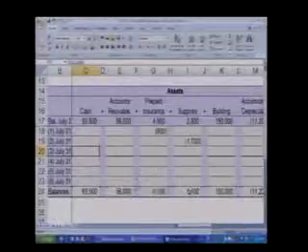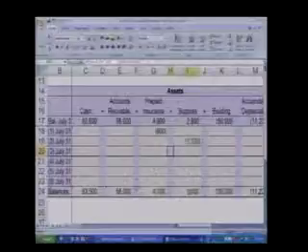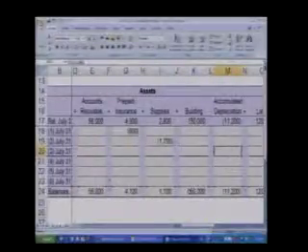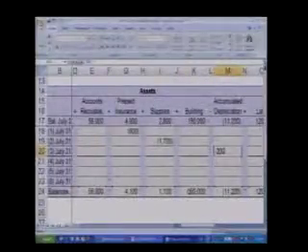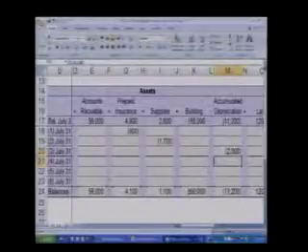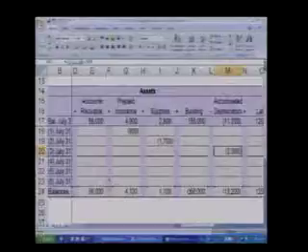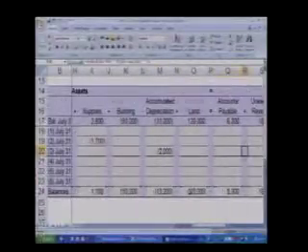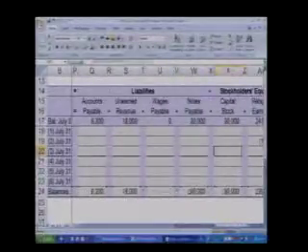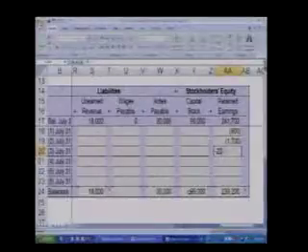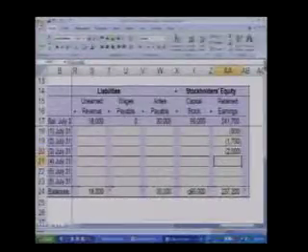Next, adjusting entry: depreciation on the building, 2,000. Accumulated depreciation, remember that? That has the effect of reducing assets, so I'm going to put minus 2,000 here. And we know that depreciation is an expense as well, and that will bring retained earnings down by 2,000.